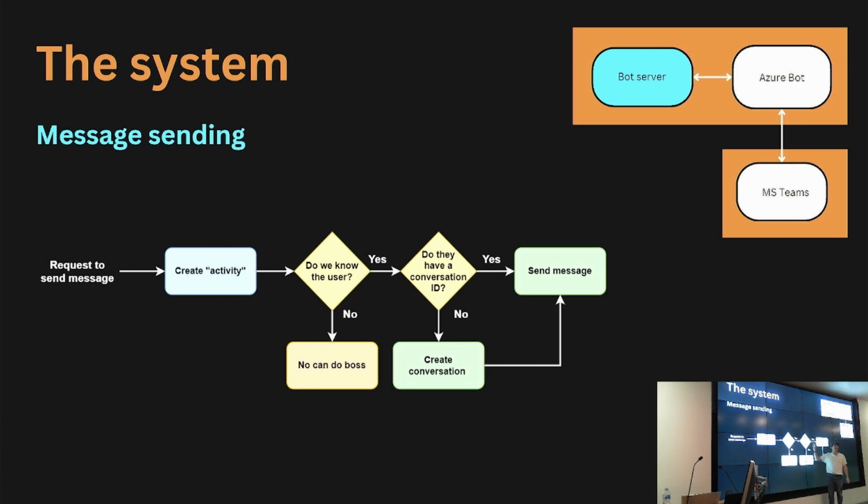Then we ask, have we messaged them before? Is this the first time we're messaging them? That's implemented by, do they have a conversation ID? If they don't, then we need to create that conversation. Otherwise, we just reuse the existing conversation ID. And that just keeps things all in the same thread. Otherwise, you get like 20 chats from the same bot appearing in your Teams.